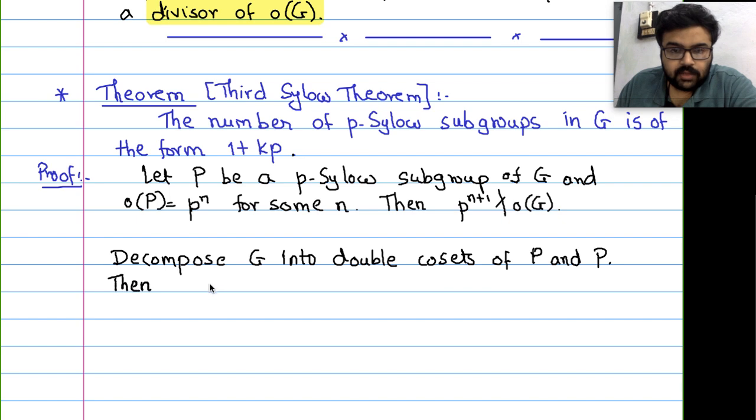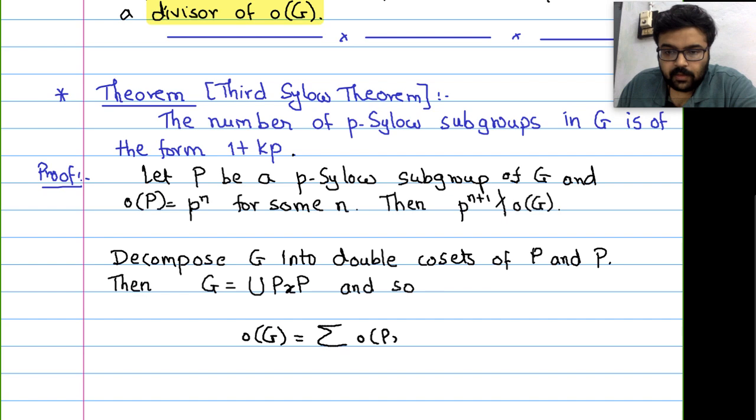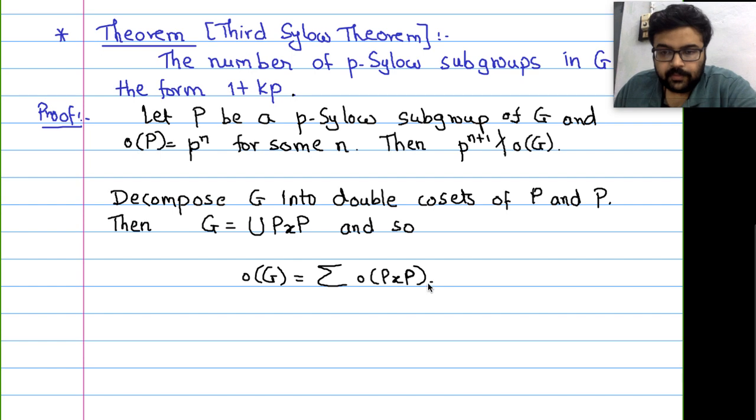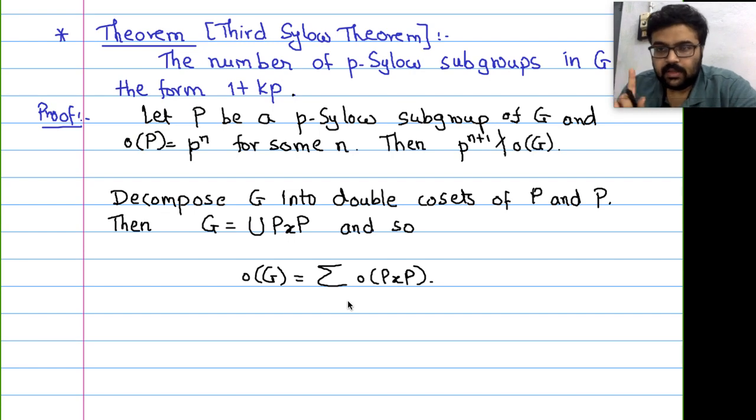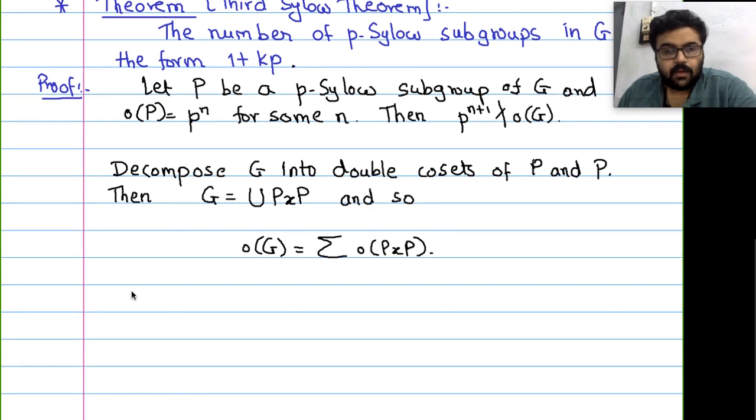Then G equals the union of PXP. Now this is a disjoint union. And so what is the order of G? The order of G we can write as the summation of the order of PXP, where the sum is over exactly one X in each double coset. Okay, so now let us determine the order of PXP.